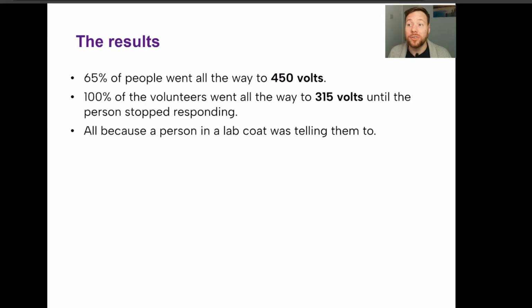The results showed that actually 65% went all the way to the end of the experiment where the person was toast. 100% of volunteers went all the way to 315 volts, which was the point the person stopped responding, was told to stop responding. So they were shouting, "ow, ow, ow" first, and then they stopped responding at 315. 100% of people went all the way to there, no matter how painful the screams coming from the person. And this is all because a person in a lab coat was telling them to.